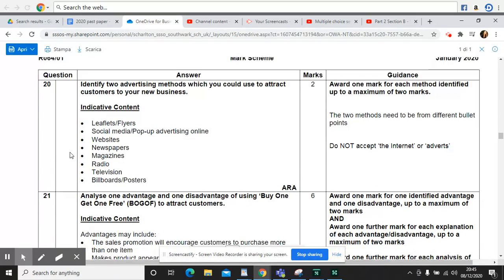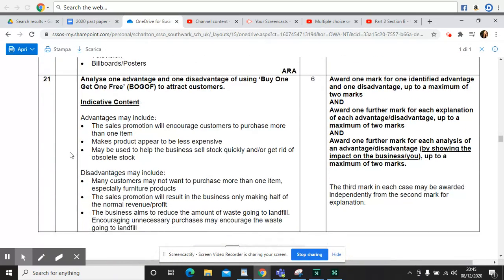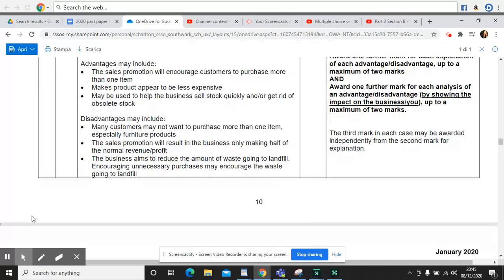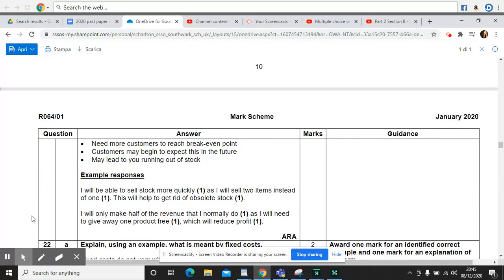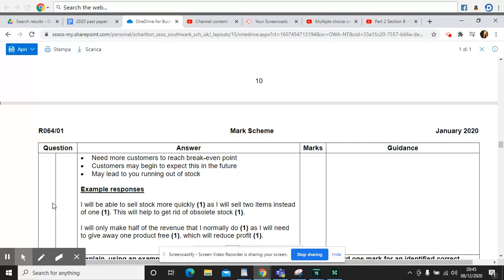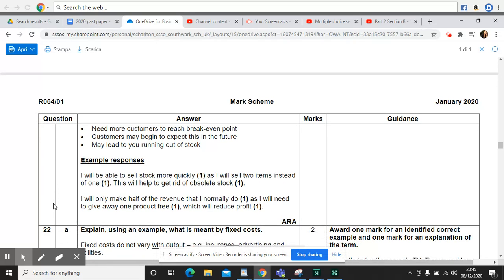Okay, so here in the indicative content, they're just saying that for advantage you could have talked about these 3 things here. Again, stop it and have a look at it yourselves, girls. And the examples that they gave, oh sorry, these are more disadvantages by the way, are a lot shorter than the ones I gave you. Okay, so I'll be able to sell stock more quickly. And the reason why I give you the because this leads to and therefore is not because the exam board wants you to do it like that.